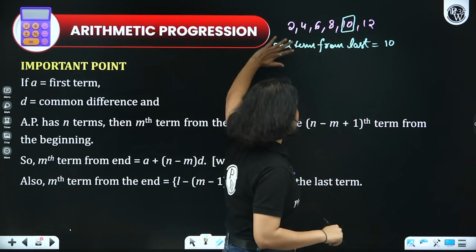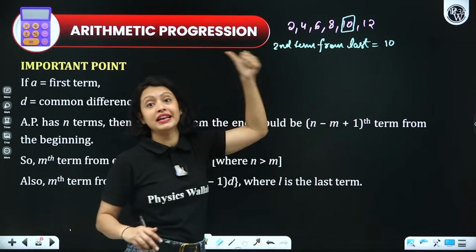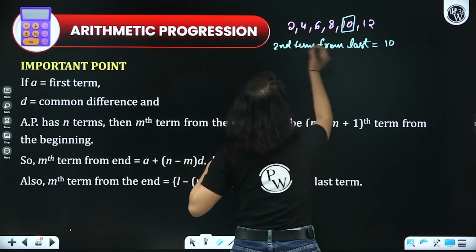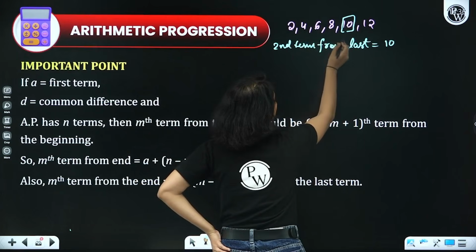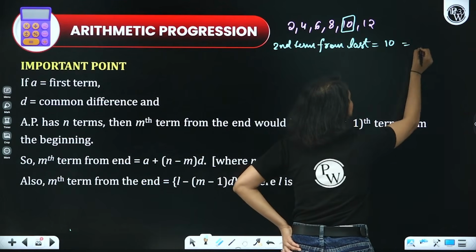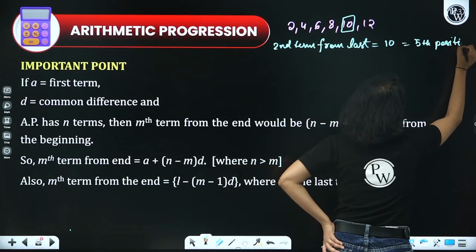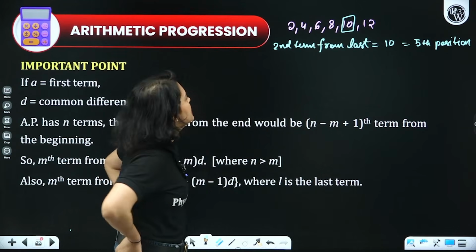Second term from last is 10. Now let's see what is the position of 10 from the beginning. From the beginning, the position of 10 is what? 1, 2, 3, 4, 5, fifth position from the beginning. Okay, chalo.